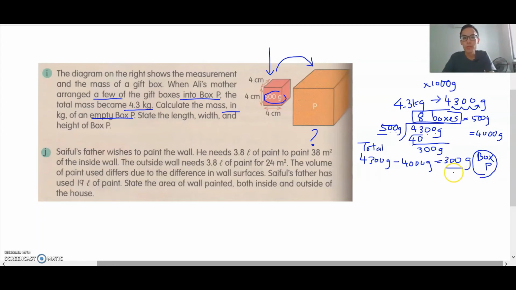Okay, then we need to find the length, width and height of P. Now, we found out that we could fit in 8 boxes. So if I were to draw 8 boxes here, it looks something like this.